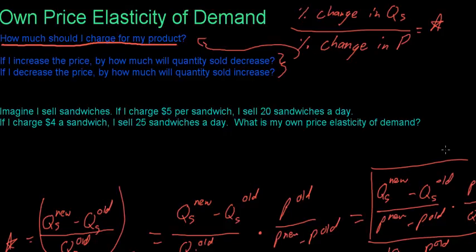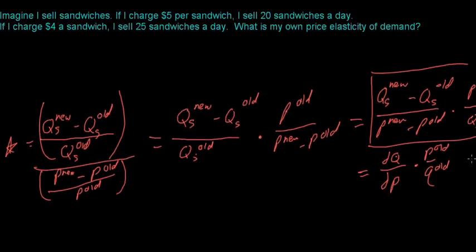Alright, so let's say that I sell sandwiches. If I charge $5 per sandwich, I sell 20 sandwiches a day. So I want to go ahead and make a couple notes already. This is going to be our quantity sold old, and this is going to be our old price. Now if I charge $4 a sandwich, that's going to be our new price. I sell 25 sandwiches a day, which is going to be our new quantity.